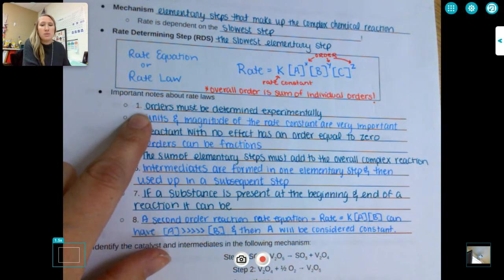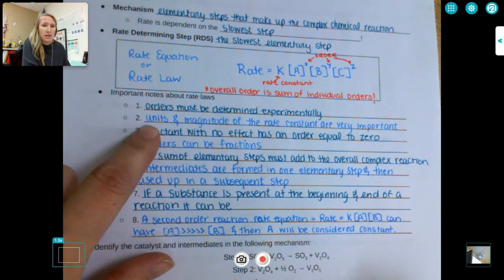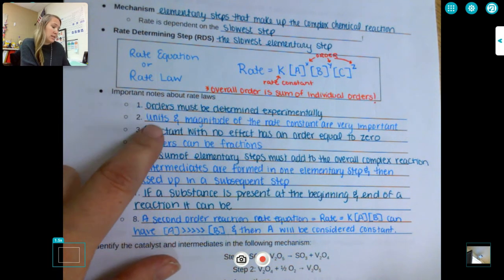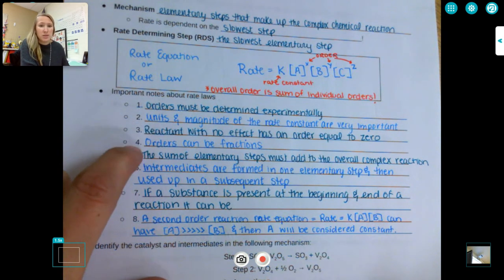First, the order has to be determined experimentally. Unless we're given our mechanism, which we usually don't know, we can't figure out the order just by looking at our reaction. We have to get experimental data. Second, the units and the magnitude of the rate constant are super important, and those get determined through calculations and looking at units on our calculations to determine the units of the rate constant. Okay, and you'll be asked to do that. So super important, this unit, that we leave units on our numbers.